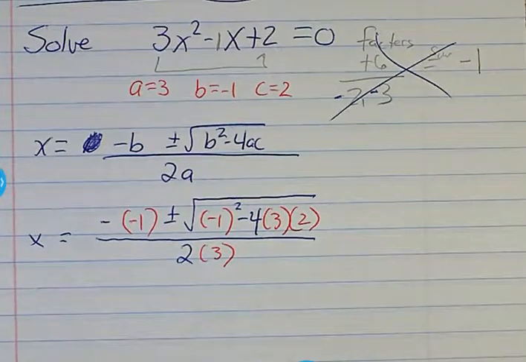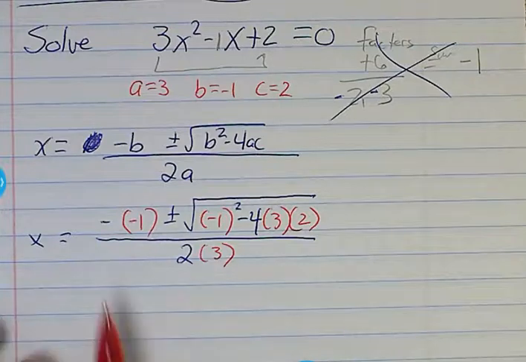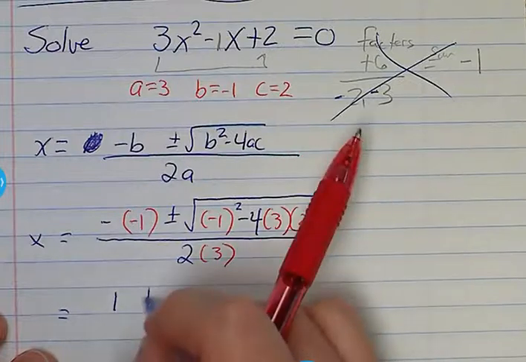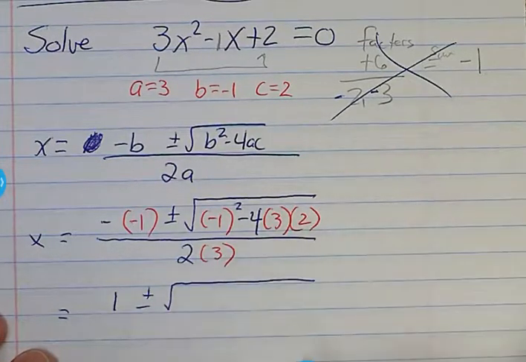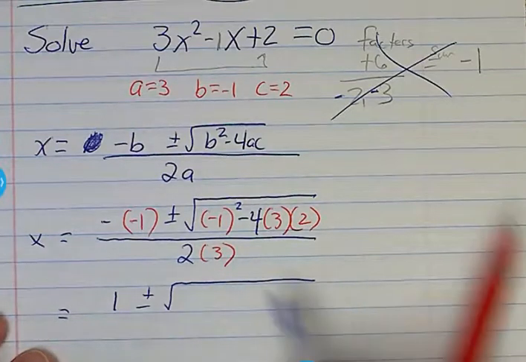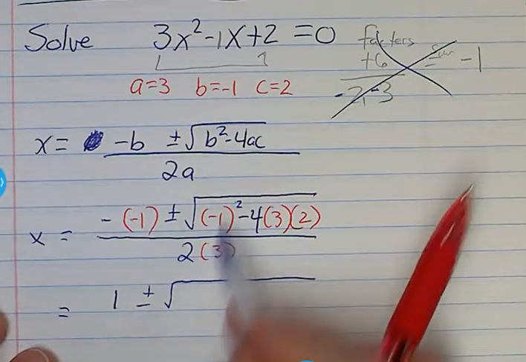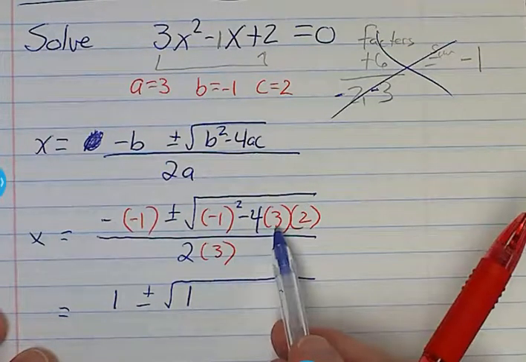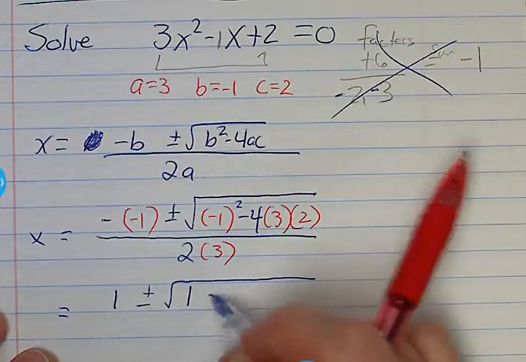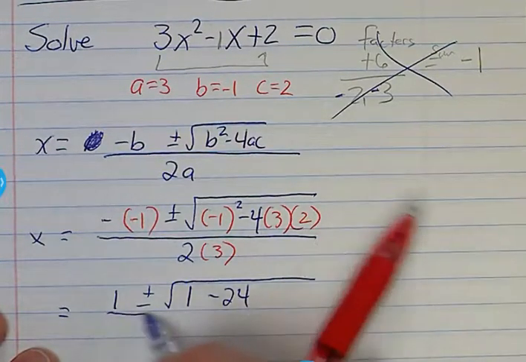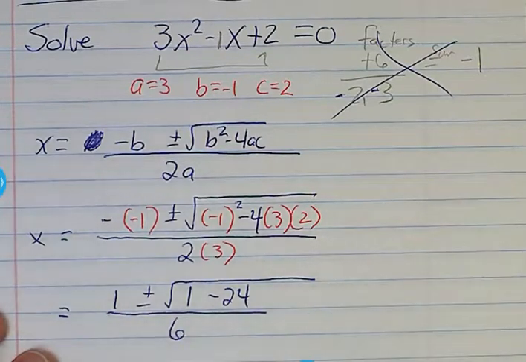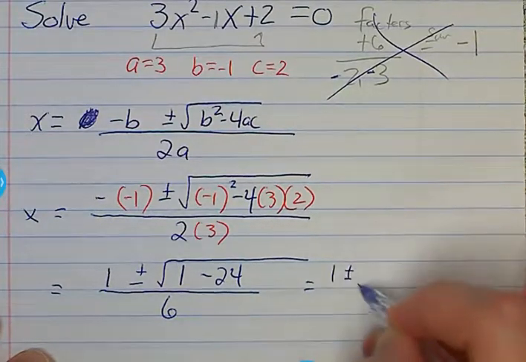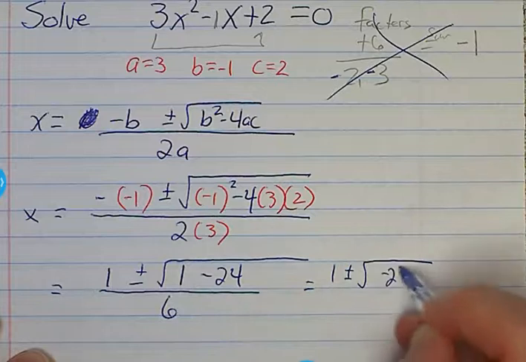Okay, so far it's just a practice of doing the quadratic formula. You've got a minus negative 1, so we're going to change that first sign to a positive 1. We've got plus or minus the square root of negative 1 squared. Now again, if you do b squared, doesn't matter what the sign is, it's always going to be a positive number. So 1 squared is 1. We've got minus 4 times 3 is 12, times 2 is 24. That's over 6. Okay, only one thing to do. 1 minus 24 is negative 23.